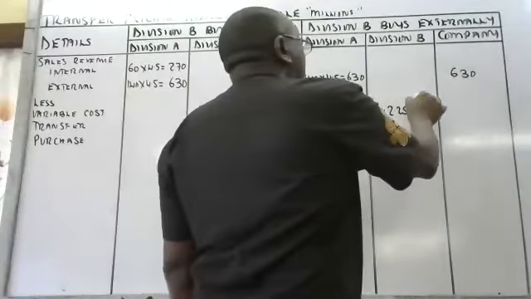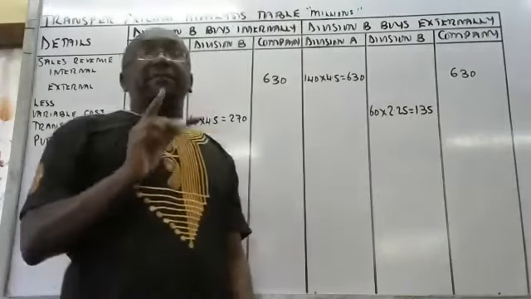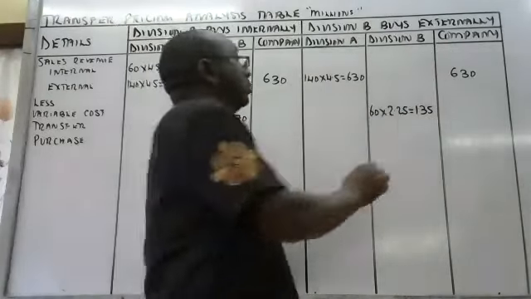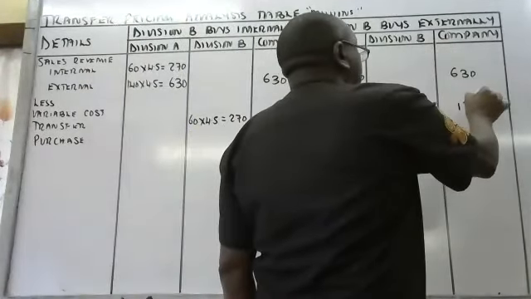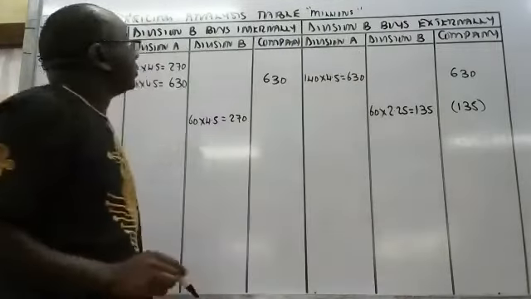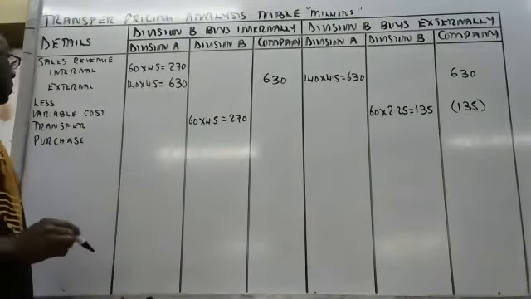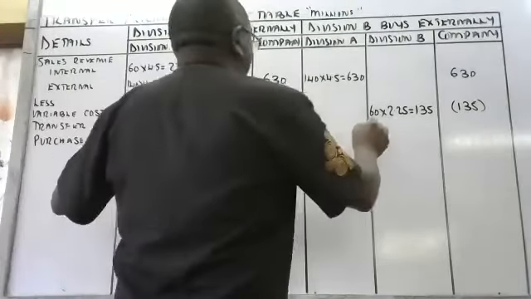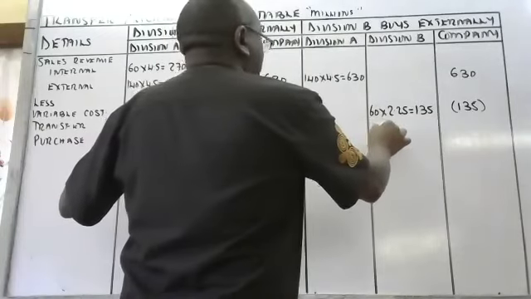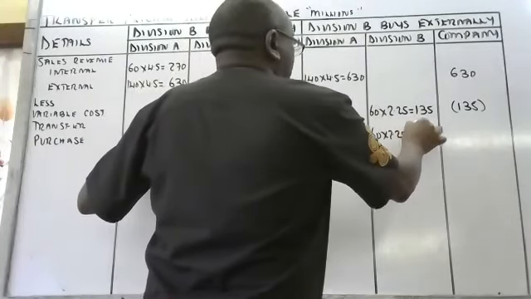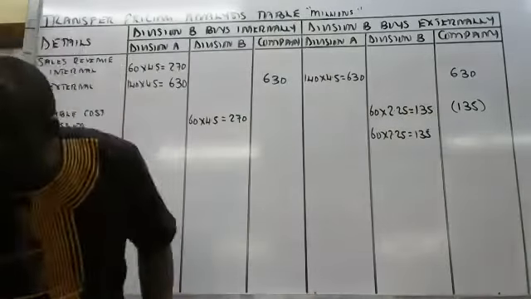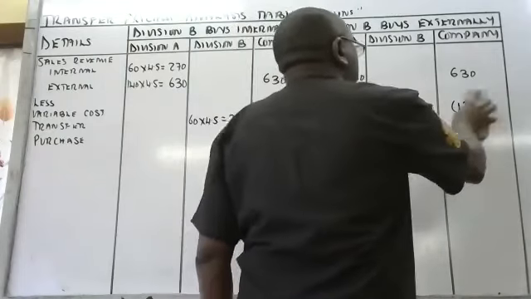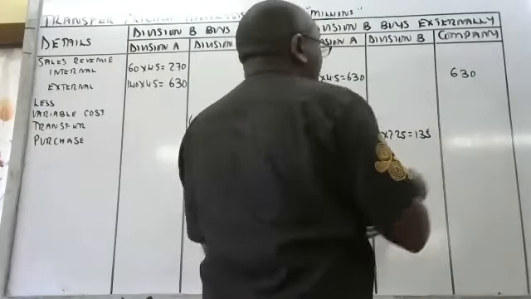How much? 135. Now this 135 is a value that is affecting someone who is outside because you are going to buy. So it should be brought here, as a negative. 60 times 2.25, because it's not transfer, it's purchase. That's what we are computing. So 135.